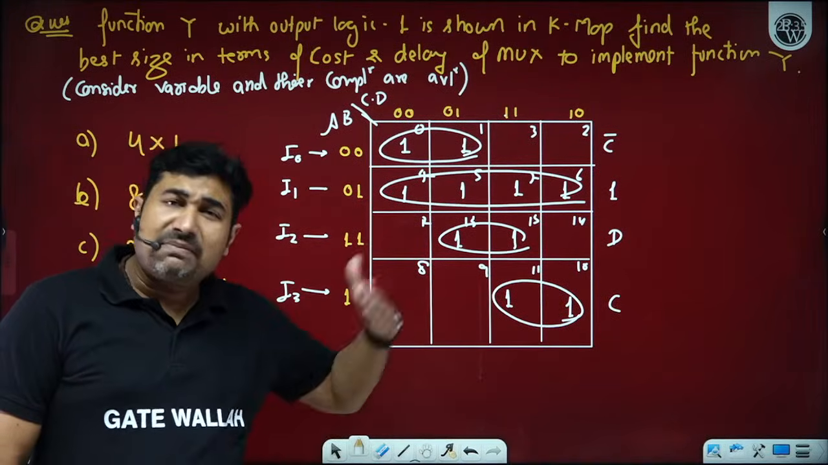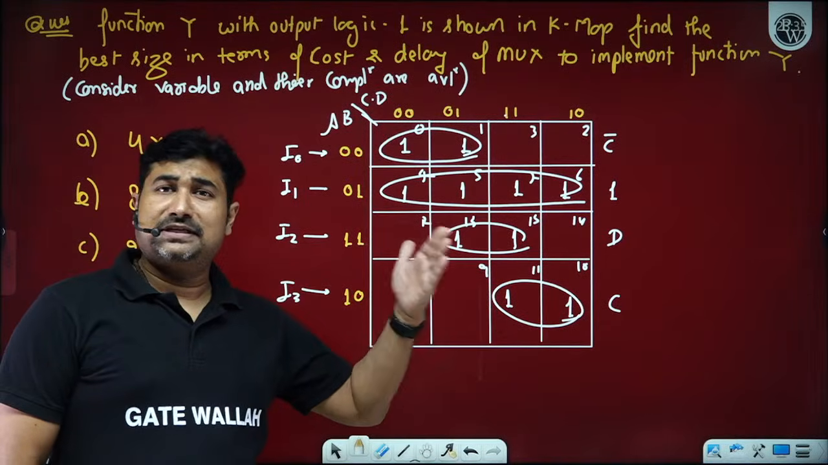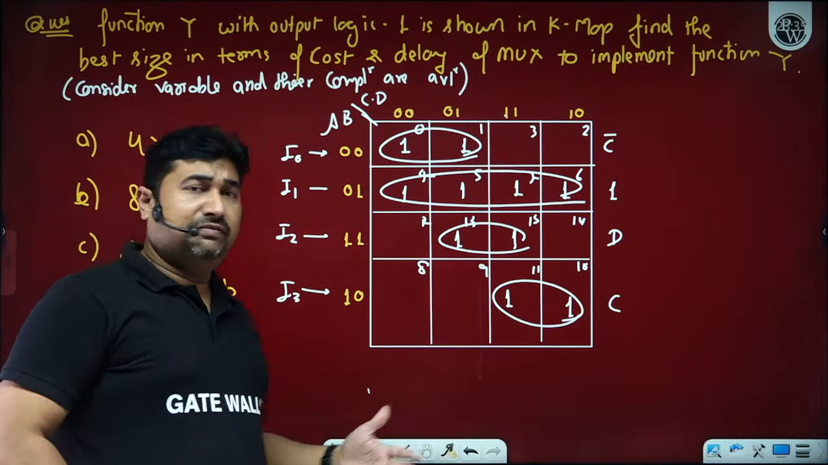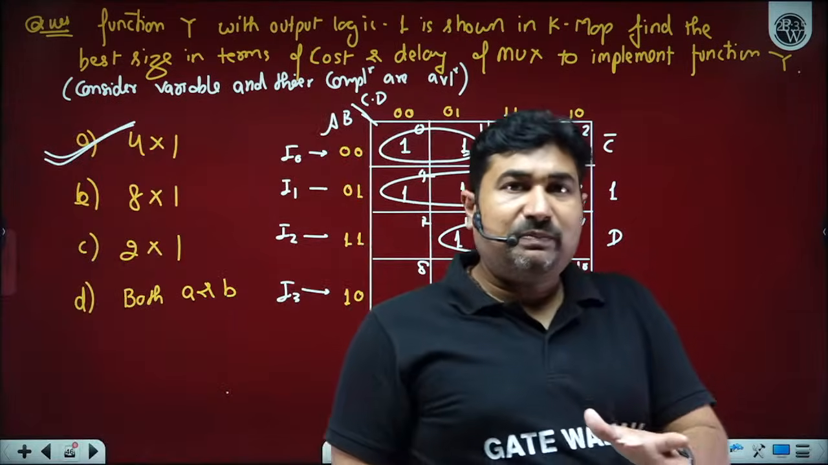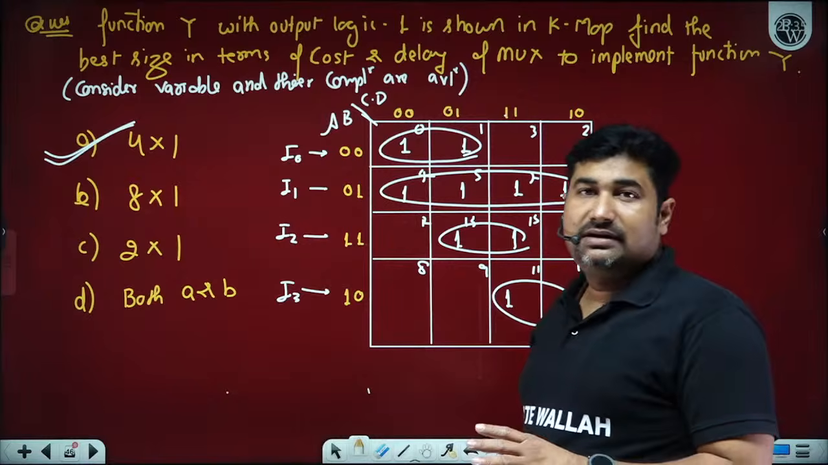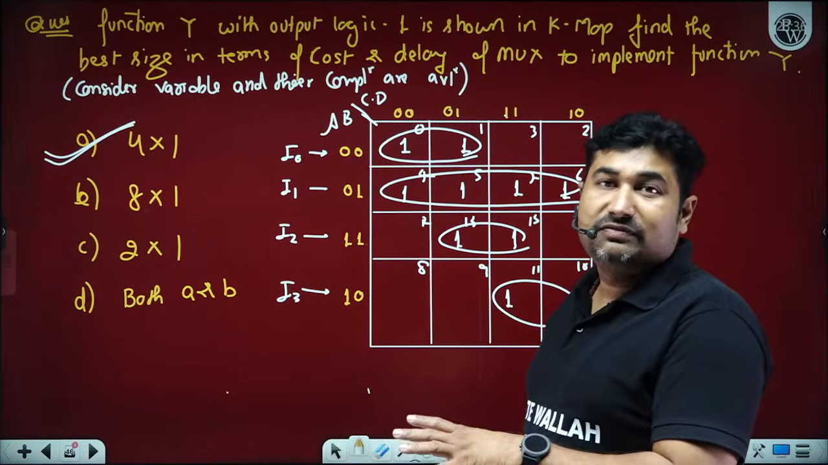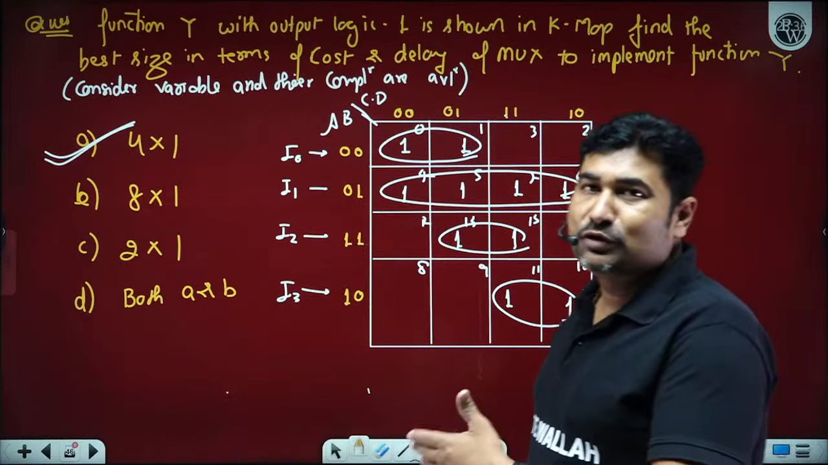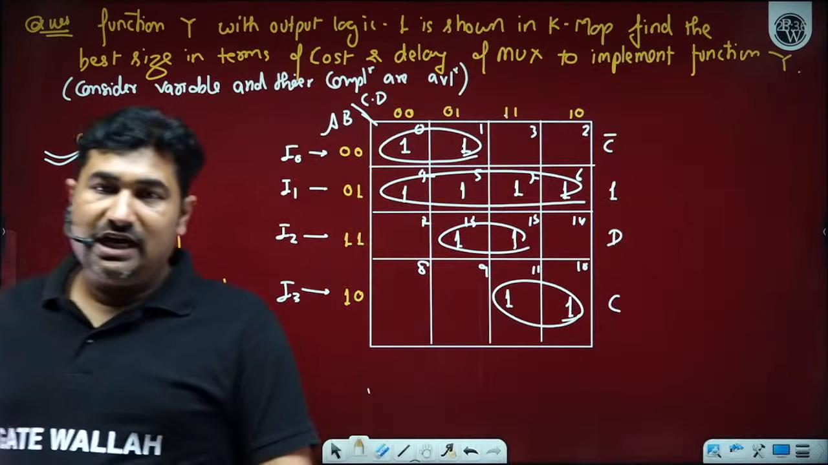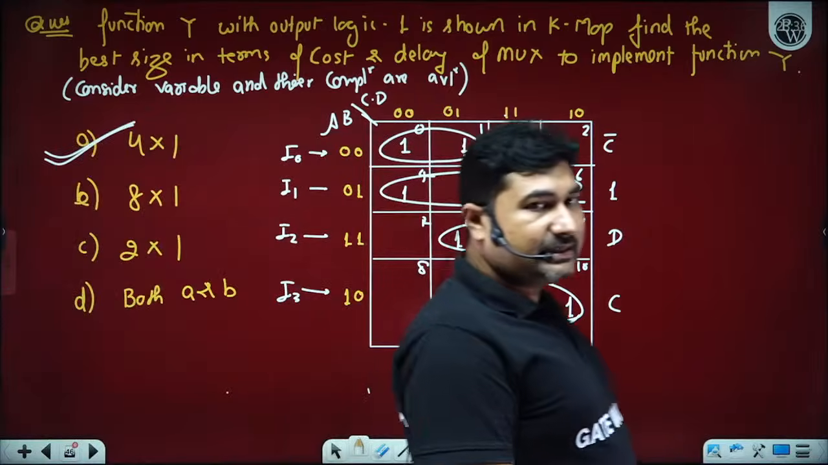So it will be far better to go with this, because the 4 cross 1 multiplexer will have lower cost. It can be implemented by all of them, but the lowest cost with the same delay possible is 4 cross 1. So we must choose 4 cross 1 instead of going with 8 cross 1. How many of you are now able to understand, Betaji?